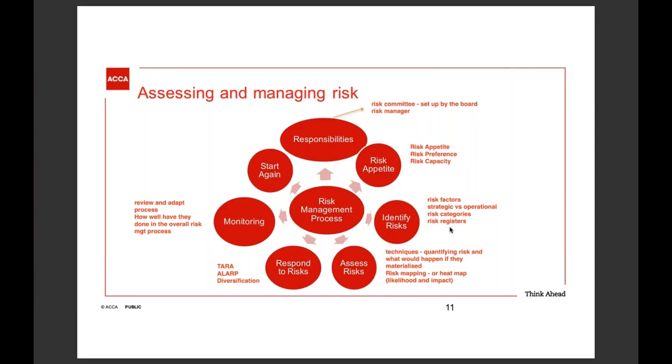So in responding to the risk, you have mechanisms like TARA, ALAPS, and diversification. So TARA is like some risks you can reduce, some you can avoid, some you can accept, some you can transfer, and some risks you are trying your best to make as low as reasonably practical. And then there are certain risks which you can diversify to minimize the chances of the risk taking place.